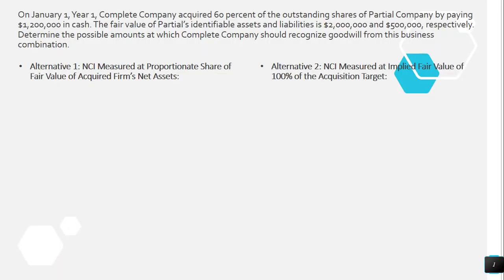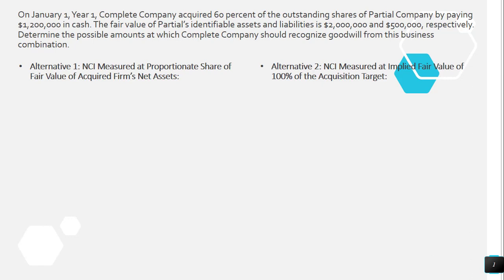Hello everyone. In this video I will demonstrate goodwill measurement and impairment when there is a non-controlling interest. In this example, Complete Company acquires 60% of the outstanding shares of Partial Company by paying $1.2 million in cash. The fair value of Partial's identifiable assets and liabilities is $2 million and $5 million respectively. So we need to determine the possible amounts at which Complete Company should recognize goodwill from this business combination.